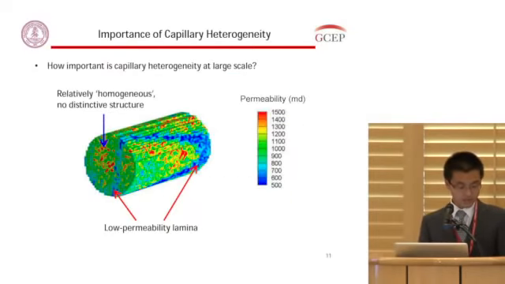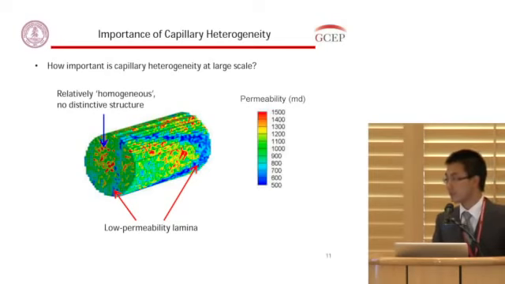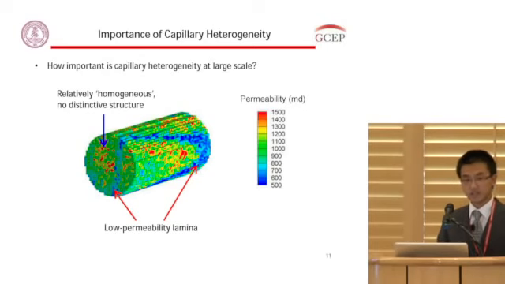Now, our next research question becomes: how important is this capillary heterogeneity in large-scale simulation? If we look at the permeability distribution inside this particular rock, the first thing we may notice is that there is a low permeability lamina running through the core. And our intuition tells us that this low permeability lamina may be a flow barrier for CO2 that's going to affect fluid migration significantly. And this is indeed the case.